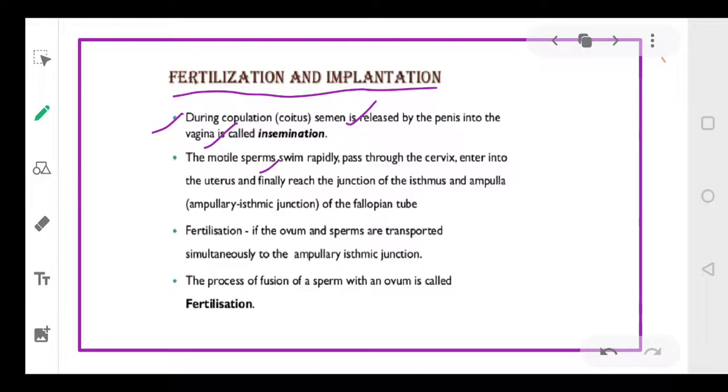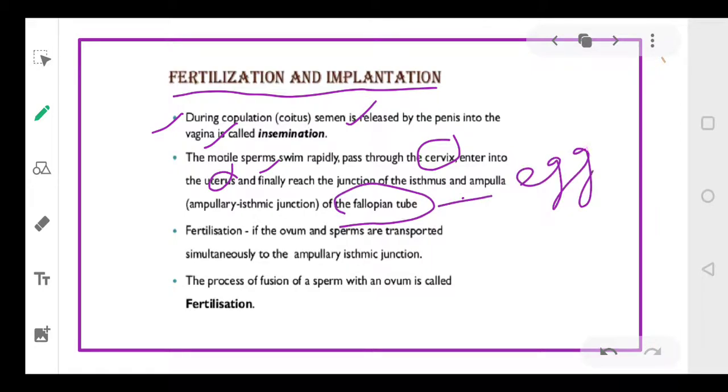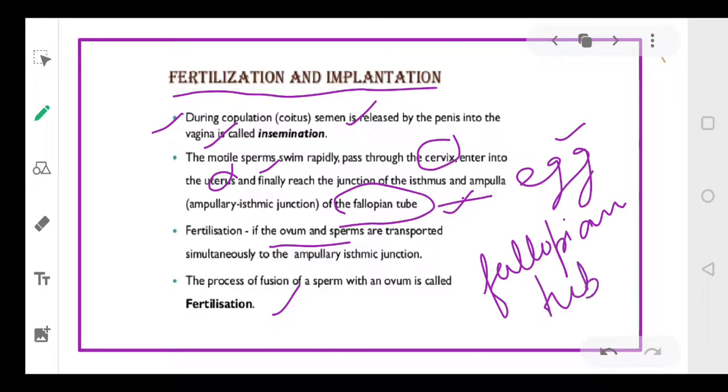Now these sperms will move through the cervix, enter into the uterus, and finally they will reach the fallopian tube where the egg is present. Now both ovum and sperms will fuse, and this will result in the process which is called fertilization. So fusion occurs in the fallopian tube. Fertilization occurs in the fallopian tube. So where does fertilization occur, students? It occurs in the fallopian tube or the oviduct.